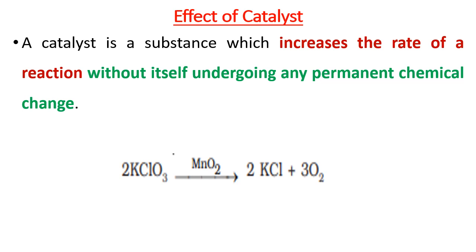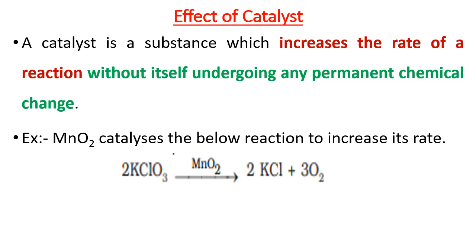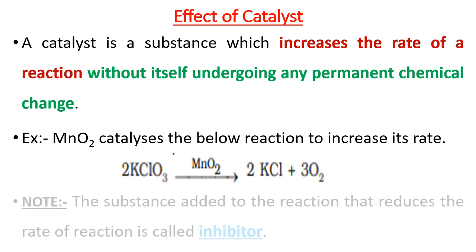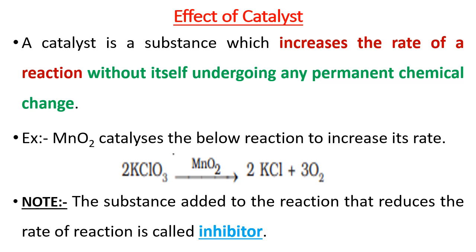Let us know about effect of a catalyst. A catalyst is a substance which increases the rate of a reaction without itself undergoing any permanent chemical change. Let us consider an example of decomposition of potassium chlorate in the presence of catalyst MnO2, which gives 2 molecules of KCl and 3 molecules of O2. This MnO2 catalyst increases the rate of this reaction.